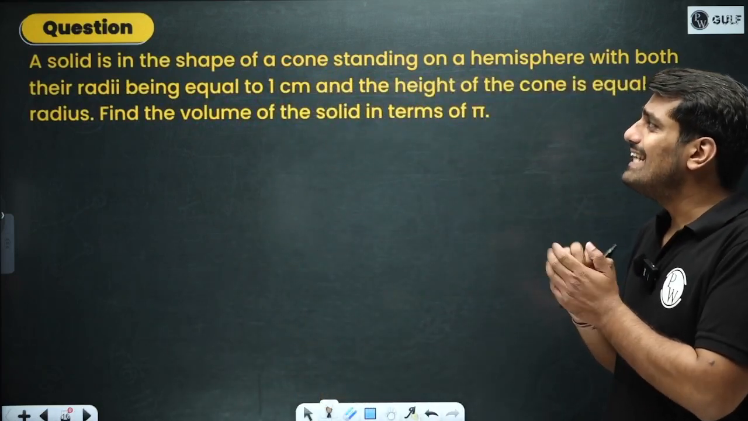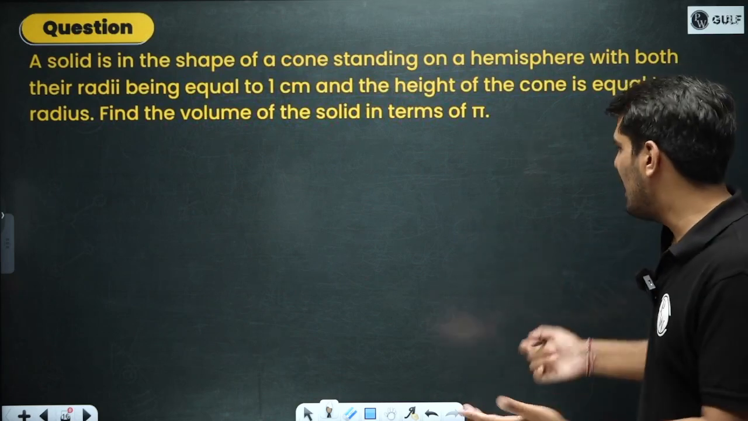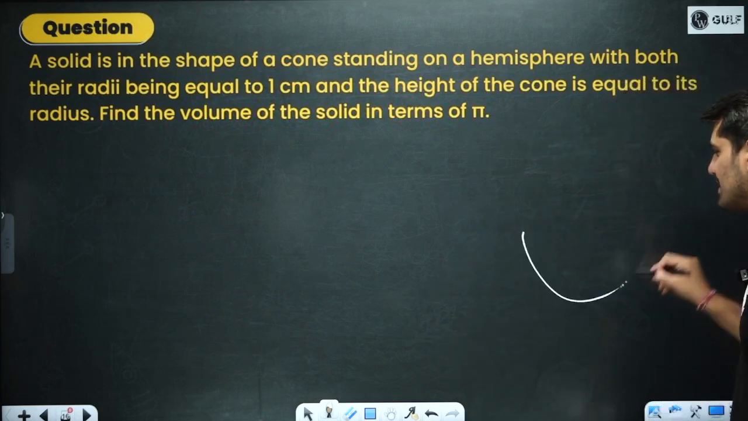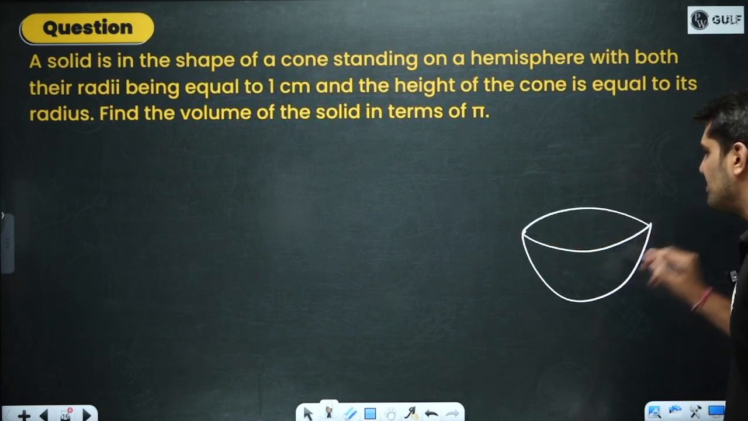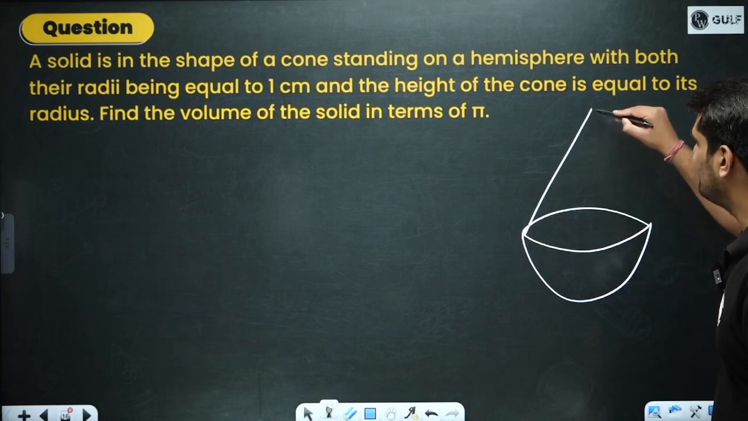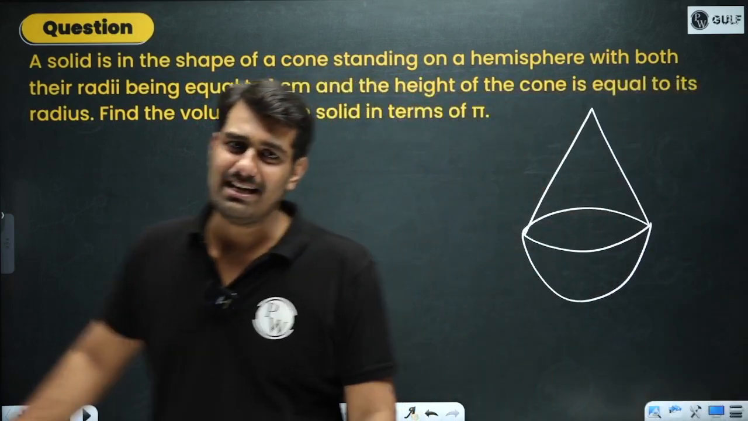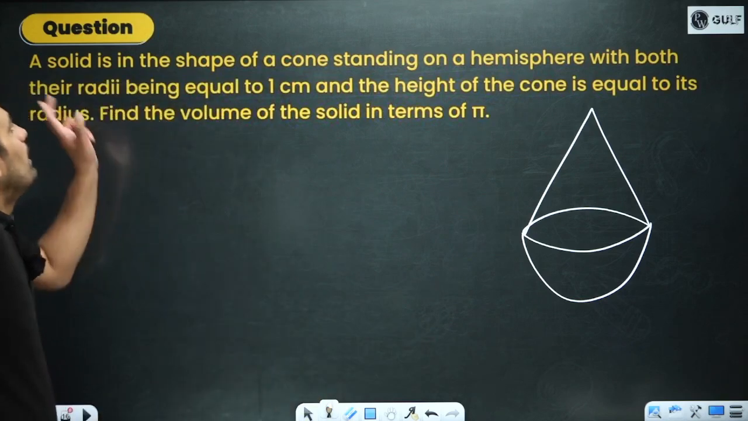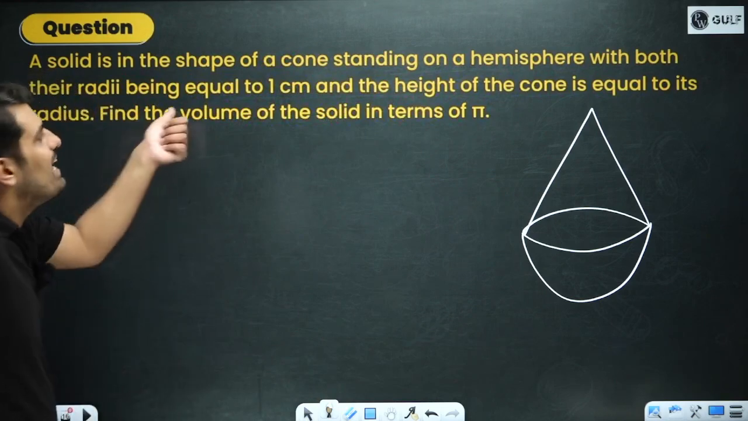A solid is in the shape of a cone standing on a hemisphere. I have already given the example, which seems to be a toy. This is a hemisphere, and above this hemisphere we are going to have a cone like this. This is the example we had taken in the very starting. A solid is in the shape of a cone standing on a hemisphere with both their radii being equal.